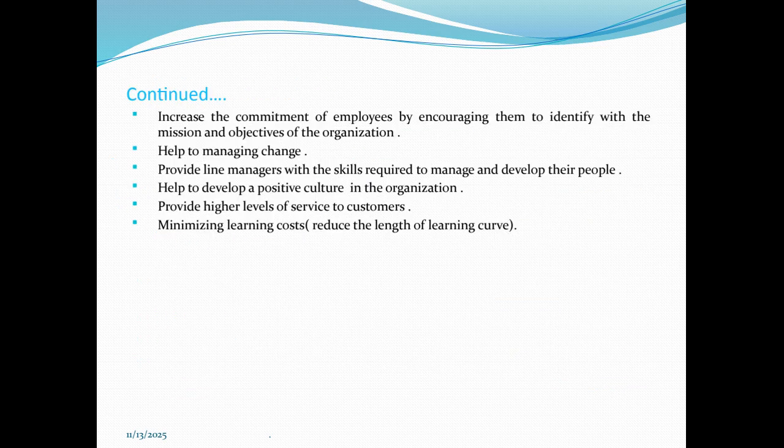It should increase the commitment of the employees. So you can develop your case like it will increase the commitment of the employees by encouraging them to identify with the mission and objectives of the organization. It will help to manage change, and provide line managers with the skills required to manage and develop their people. It will help to develop a positive culture in the organization. It will provide a higher level of service to customers. It will minimize learning cost and reduce the length of the learning curve.